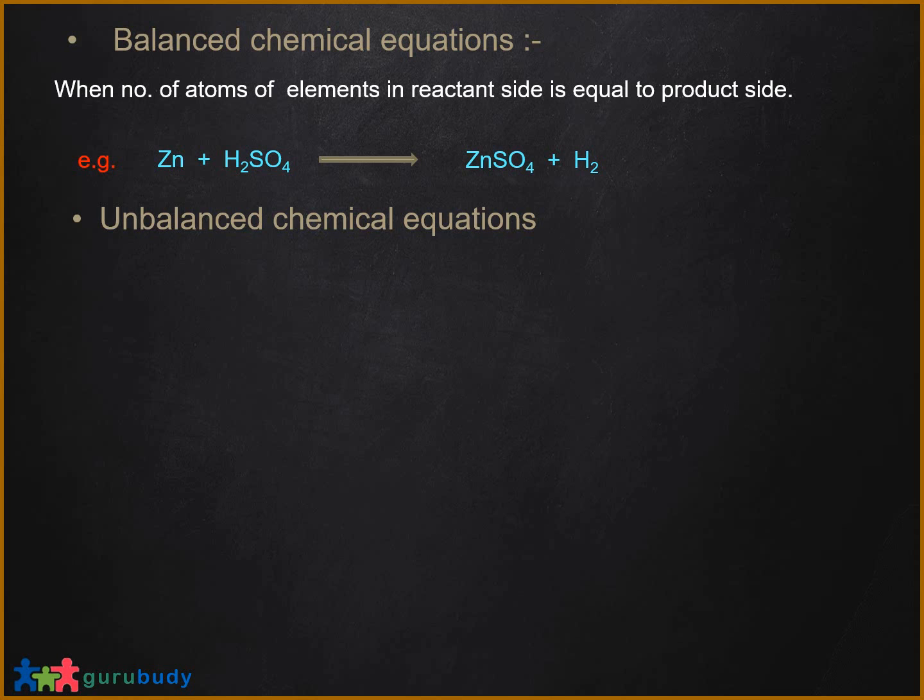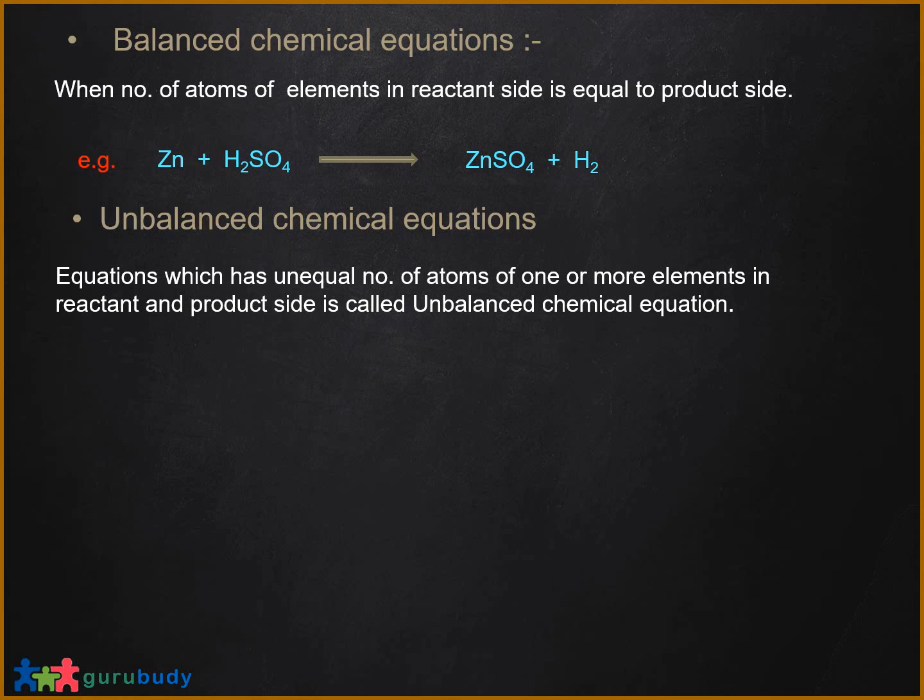And this will make sure this equation is following the conservation of mass, because if the number of atoms is the same and each atom has the same mass, then the mass in the reactants would always be equal to the mass of the product. An unbalanced equation doesn't have this. In an unbalanced equation, the number of atoms in the reactants is not equal to the number of atoms or elements in the product.